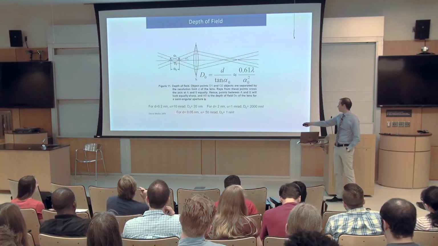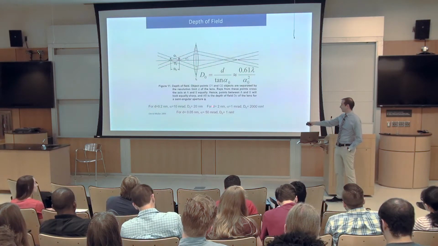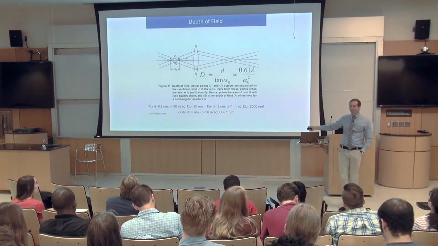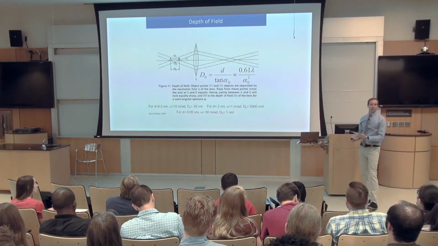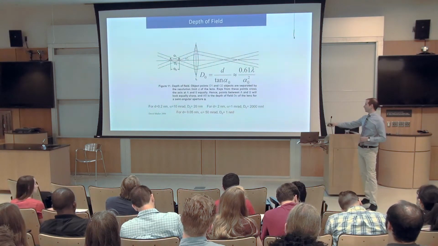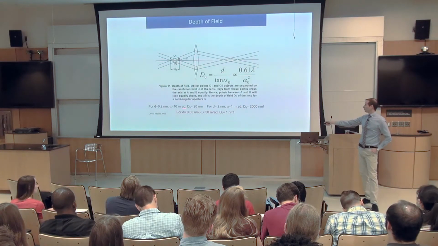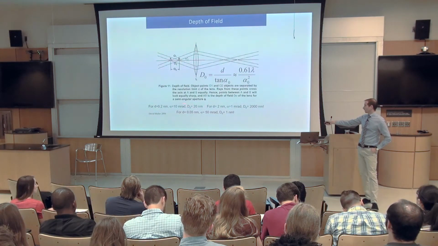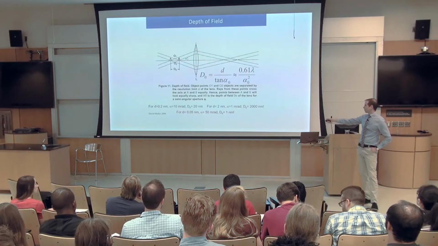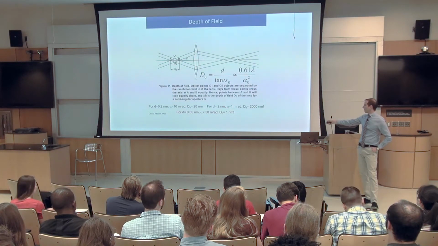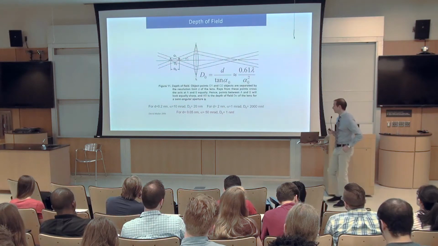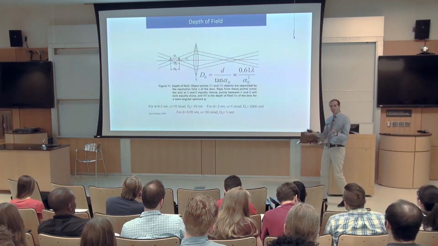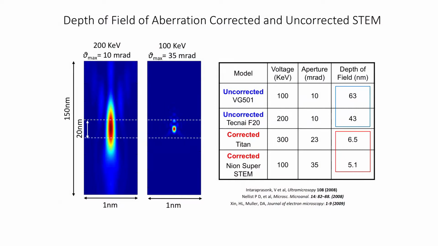So, just to give some numbers, if we have, say, an absurdly large convergence angle of 50 milliradians, things that are more than 1 nanometer out of the focal plane are going to be out of focus. But for more reasonable numbers, for an uncorrected system, we're talking about 20 nanometers. If you make your convergence angle really small, then you can have a depth of field of 2,000 nanometers. So your convergence angle is affecting your depth of field, and we can see that in the point spread function.